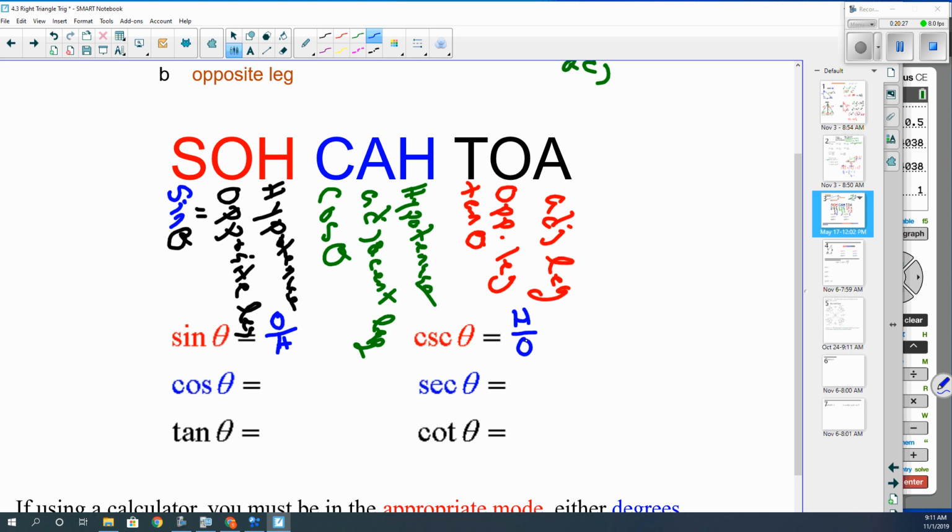Cosine is adjacent over hypotenuse, which means its reciprocal, secant, should be hypotenuse over adjacent. And then tangent was the TOA, opposite over adjacent. So O over A. So then cotangent should be the reciprocal, adjacent over opposite.